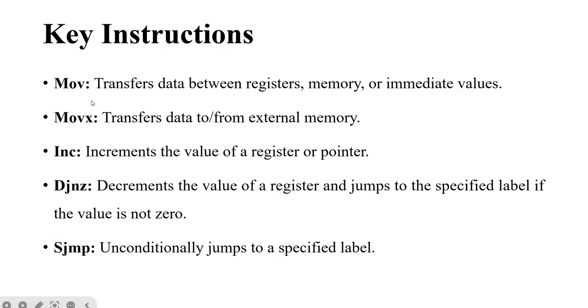So these are some of the instructions which we are using here. First is MOV, which transfers the data between the registers, memory or immediate values. Then we have MOVX, it transfers the data to or from the external memory. Then we have INC, which will increment the value of a register or a pointer. And you have DJNZ, that is, it will decrement the value of a register and jump to the specified label if the value is not 0. And we are using SJMP, which unconditionally jumps to a specified label.